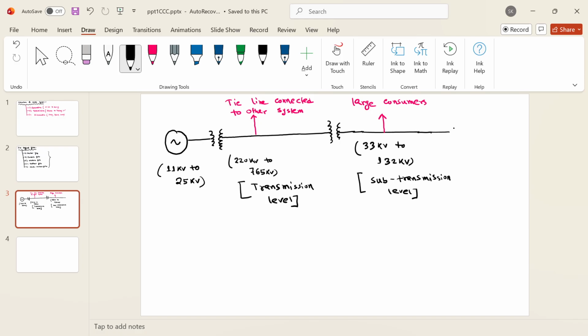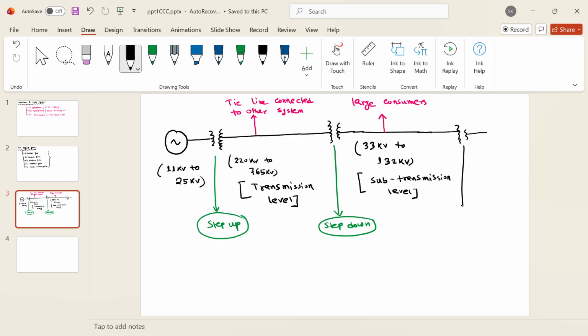Now again you do the step down. Basically, let me write down the step up or step down also here. It is step up transformer, step up, okay. It is step down, okay. Now you have again step down here, step down.